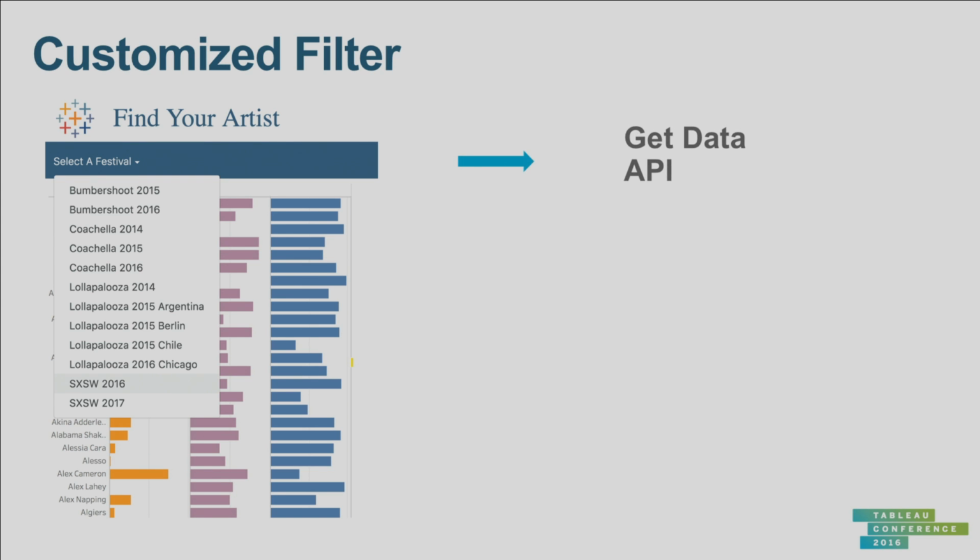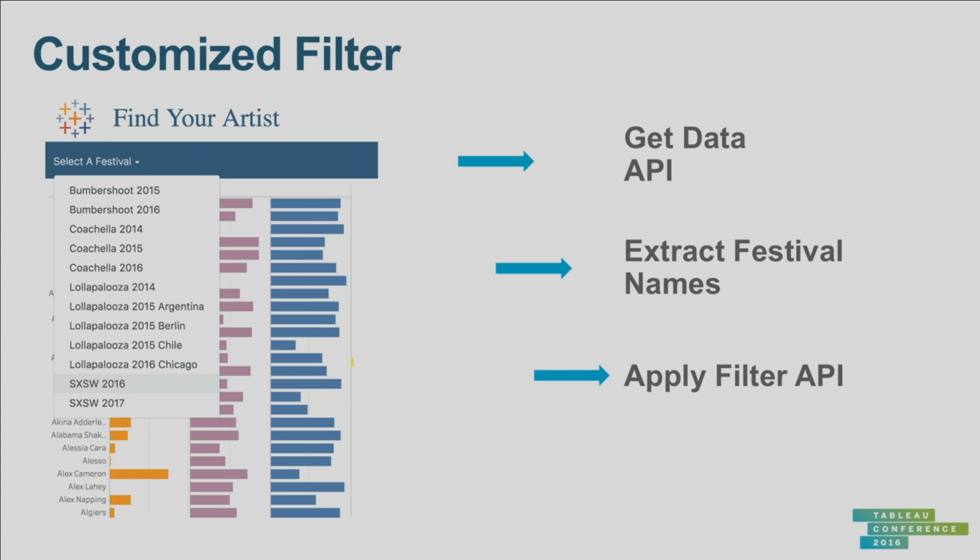So let's look at the process for building that. It's actually fairly simple as well. So first, we use the getData API that you guys saw to grab the data. And then we get the list of festival names from the data. And finally, we attach an event listener with the applyFilter API. So whenever a selection is made on your customized filter, the filter will actually be applied on the Tableau viz. And that's the 3 steps that you actually need to build a customized viz.